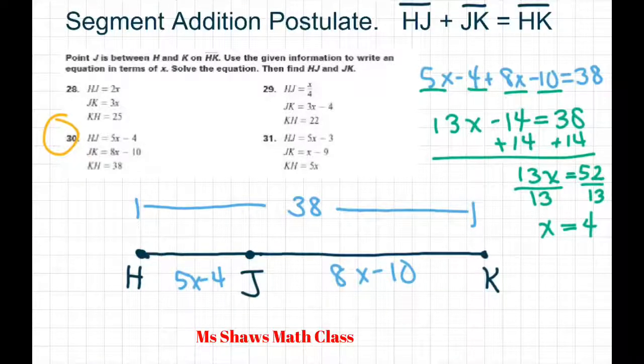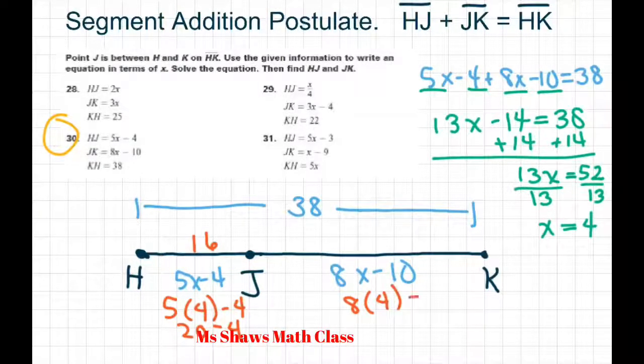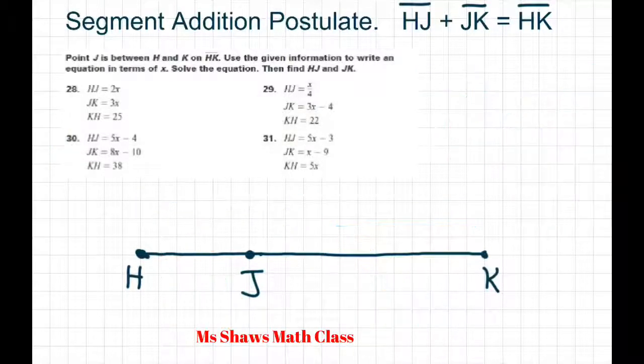Okay, so we did everything we're supposed to. Now we have to actually find line segment HJ and JK. So we have 5 times 4 minus 4, 20 minus 4, which is 16. And for this one we had 8 times 4 minus 10, which is 32 minus 10, which is 22. And 16 plus 22 is 38. And the last one is this one.